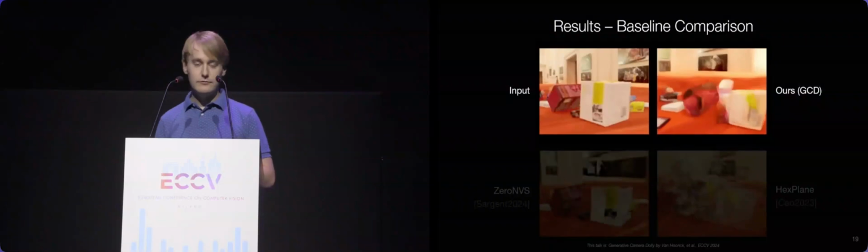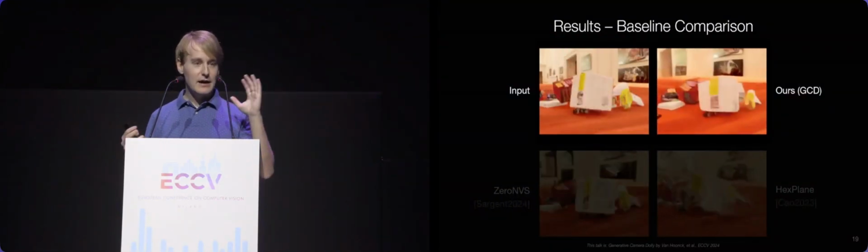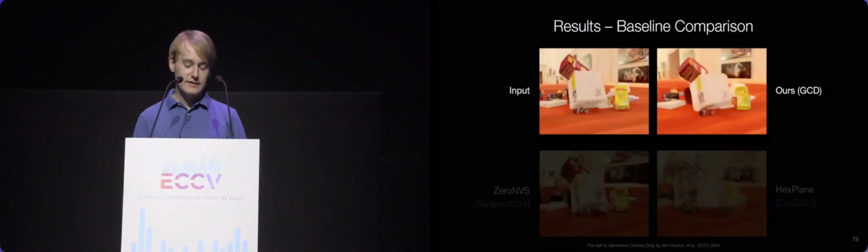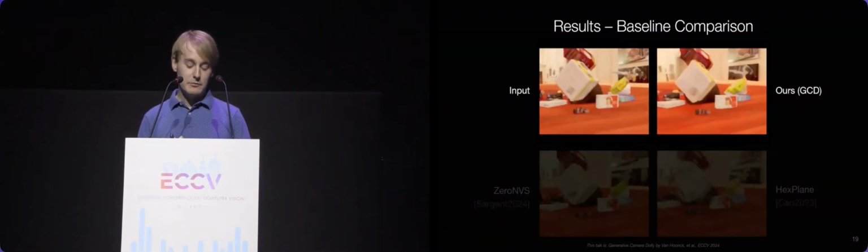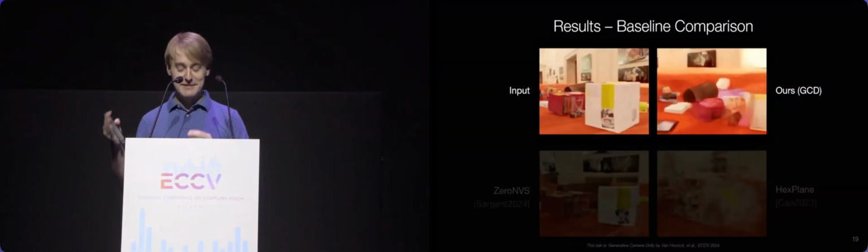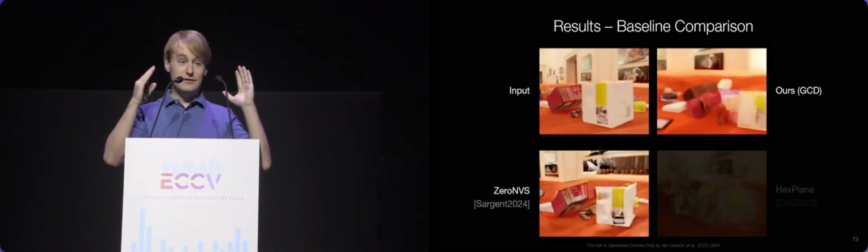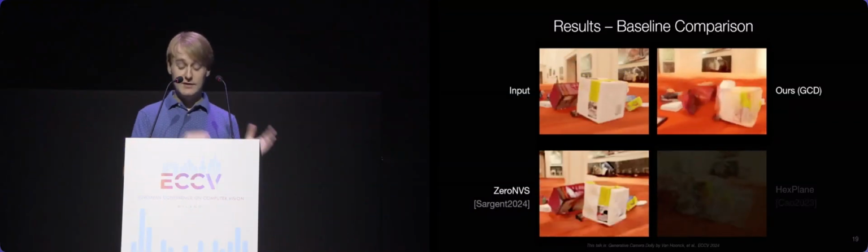We also compare against several baselines. First, in our model on the right, you can see that despite heavy occlusions, particularly the brown container in the middle, all the objects remain reasonably consistent across views and time. On the lower left, we have 0 and VS, which is roughly speaking 0 and 3 for scenes.